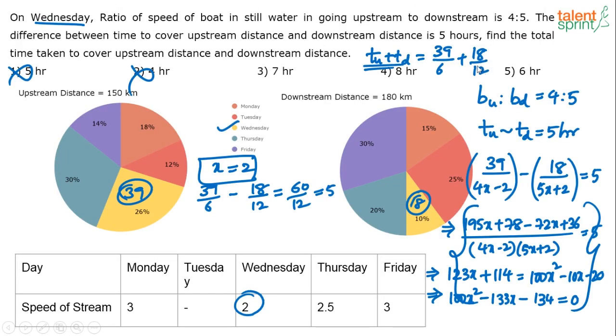Yeah, 18 by 12 is 1.5, 39 by 6 is 6.5. 1.5 and 6.5 is 8. So 8 hours will be the final answer, option 4.